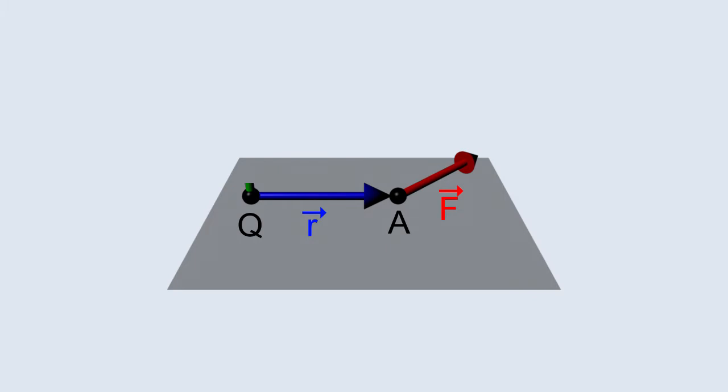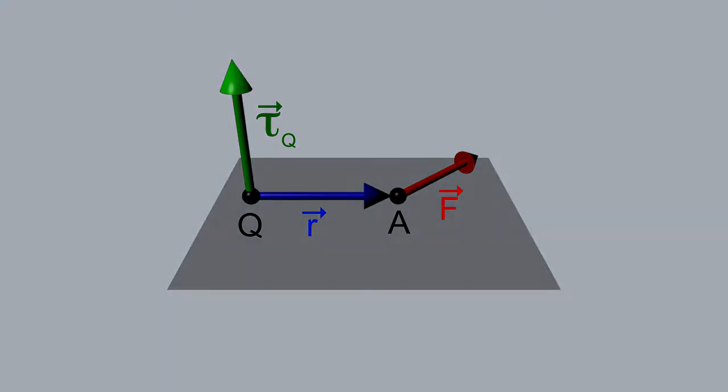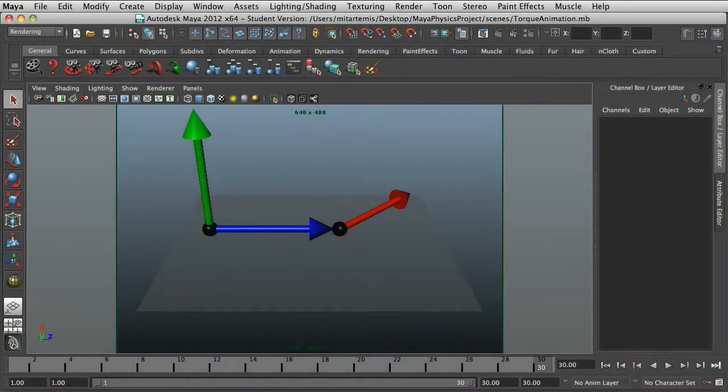In this video clip, the green, blue, and red arrows represent the torque, position, and force vectors. In this tutorial, we are going to create 3D models of the arrows in Maya. You will learn how to create a Maya project and how to build a scene using primitive shapes and materials.